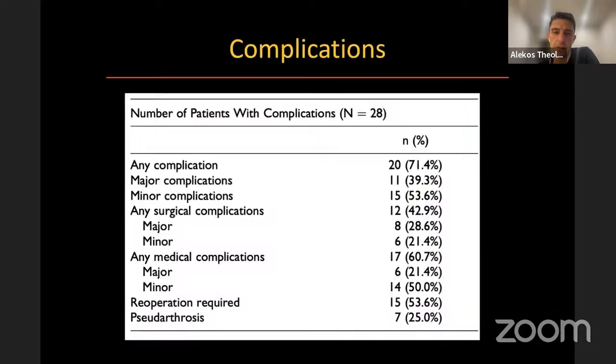Complications, pretty staggering: 71% all complications, major complications about 40%, surgical complications were at 43%, and medical complications were at 61%. 25% had pseudoarthrosis, and over 50% required some type of reoperation.